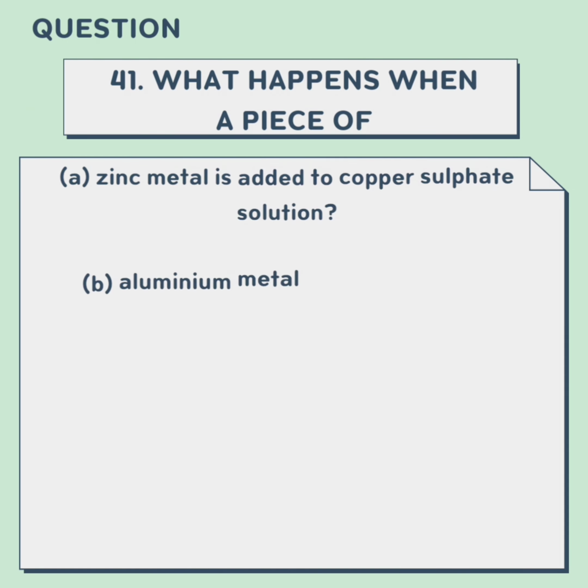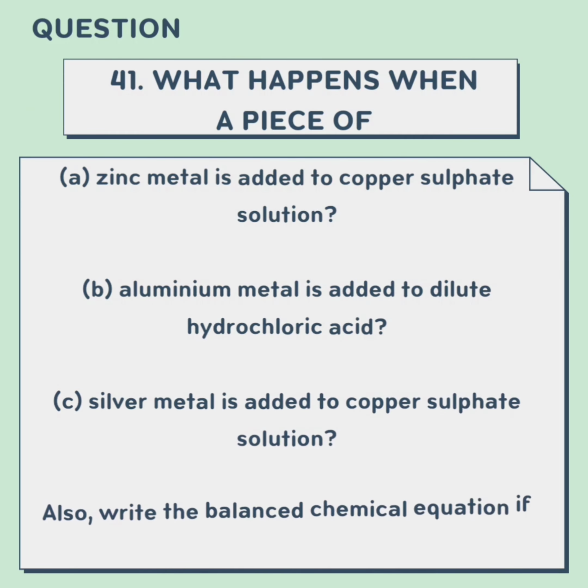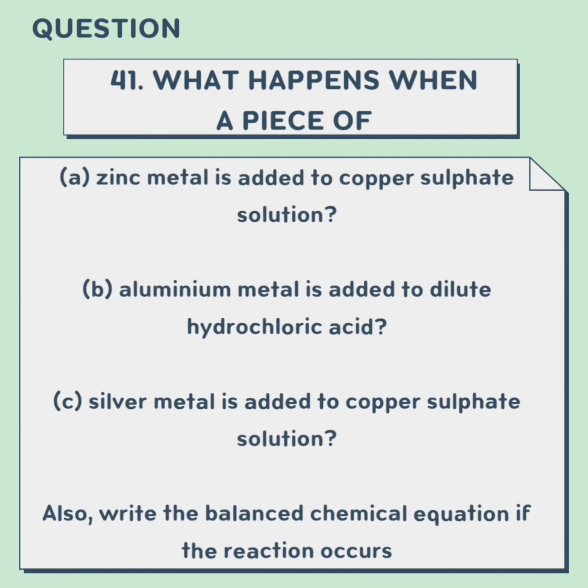41. What happens when a piece of A. Zinc metal is added to copper sulfate solution? B. Aluminium metal is added to dilute hydrochloric acid? C. Silver metal is added to copper sulfate solution? Also, write the balanced chemical equation if the reaction occurs.